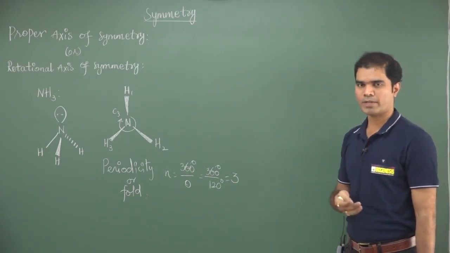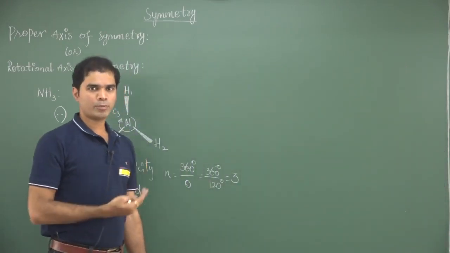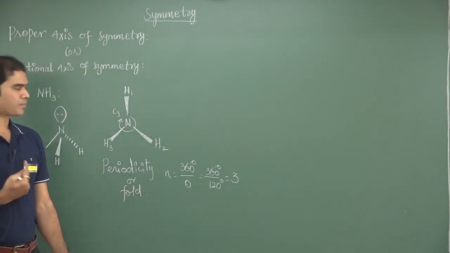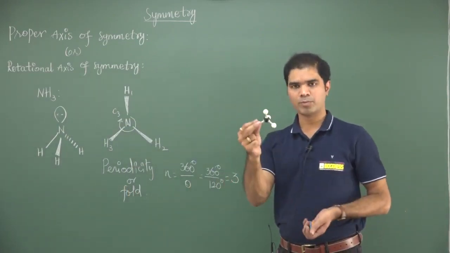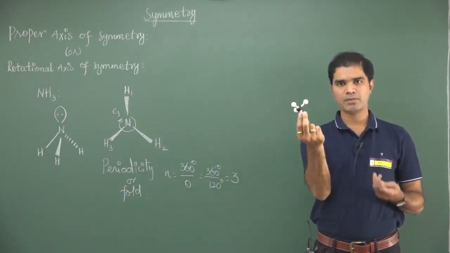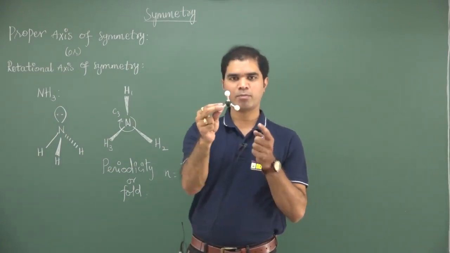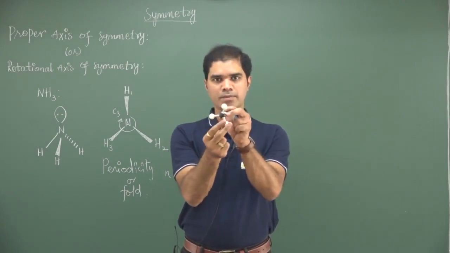For water molecule, when I rotate 2 times, I am getting an identical structure. For ammonia, when I rotate 3 times, I am getting an identical structure. I can also rotate 10 times. I am just taking an ammonia. I can also rotate 10 times. I can rotate 20 times. But it is not how many times we are rotating. It is just how many valid configurations that we are getting in this rotation.